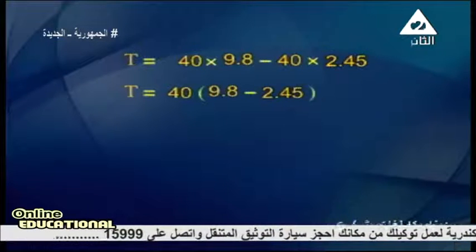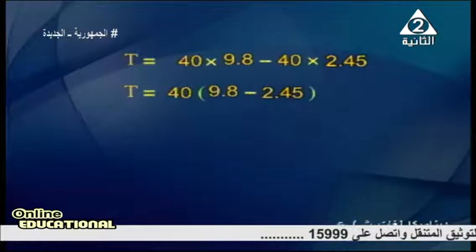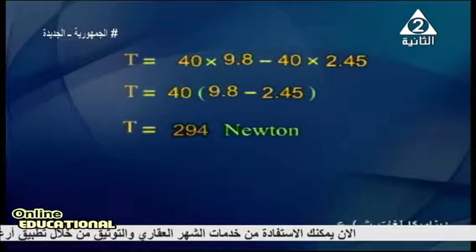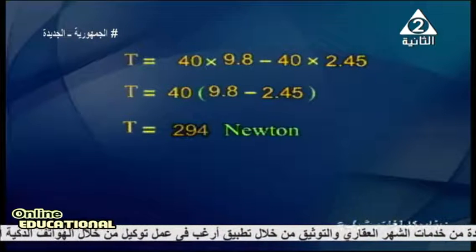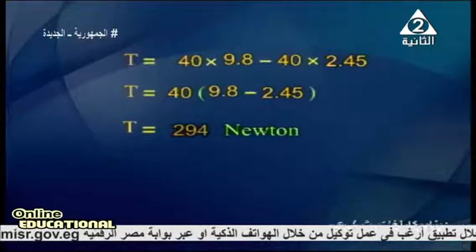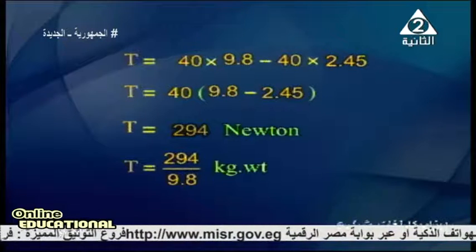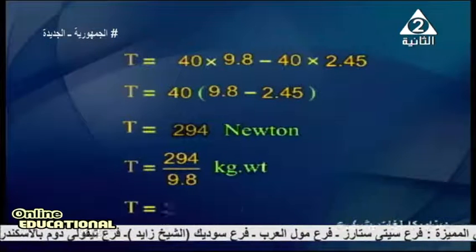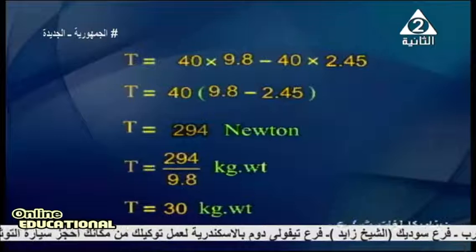Then T equals 40 times 9.8 minus 40 times 2.45. We can take 40 as a common factor in the right hand side. Then the tension T equals 40 multiply 9.8 minus 2.45, and the tension T equals 294 Newton. The tension in Newton unit, and we can find the tension in kilogram weight unit by dividing 294 by 9.8, then the tension equals 30 kilogram weight.